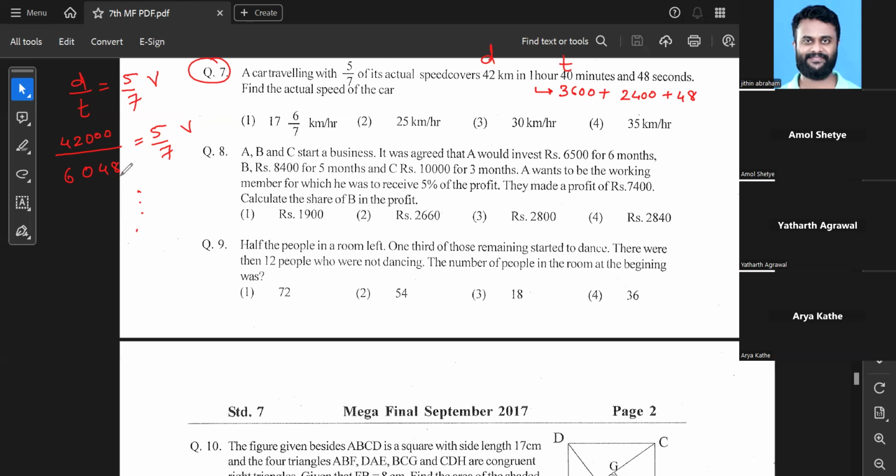Divided 0.48 divided by 7. So basically 6048, I'm just reducing the number. 6048 divided by 7 gives you 864.